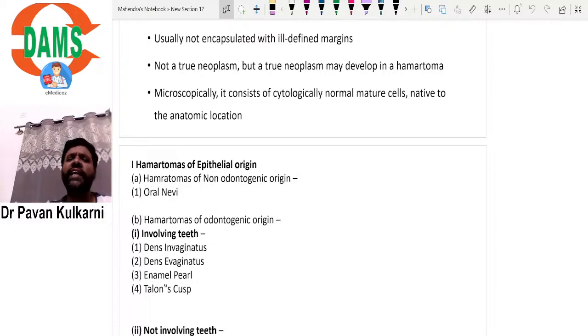Non-odontogenic means what? Which is not related to the tooth, or not occurring in the tooth-bearing areas. That is, it doesn't occur in the jaw.